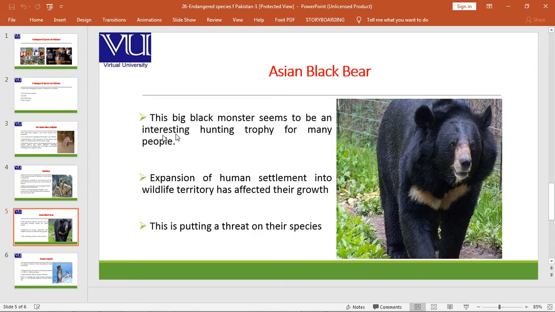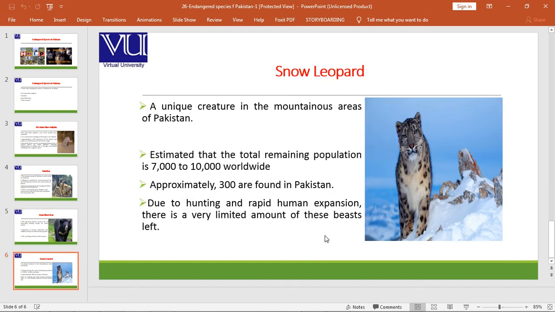Asian black bear. This big black monster bear seems to be an interesting hunting trophy for many people. Expansion of human settlement into the wildlife territory has affected their growth. This is putting a threat on their species.